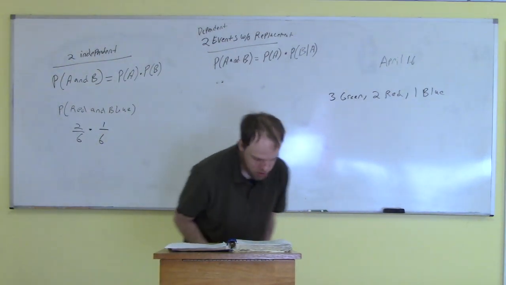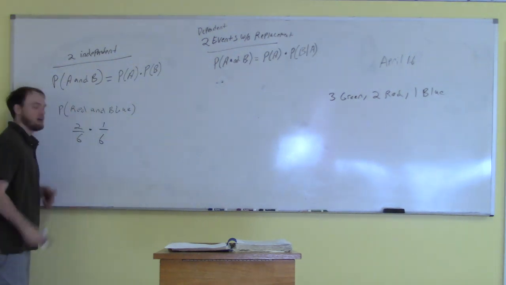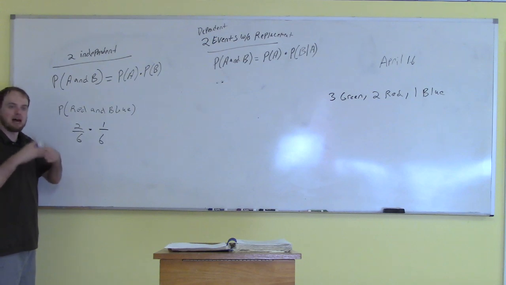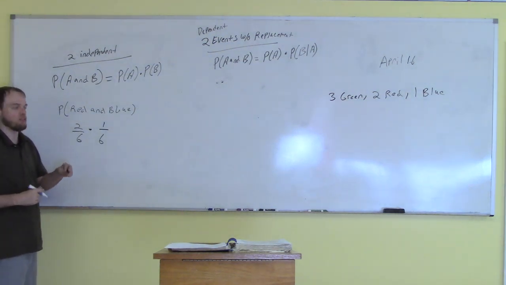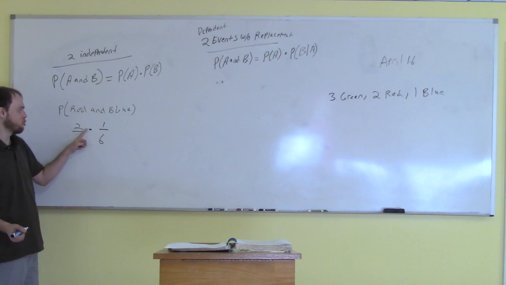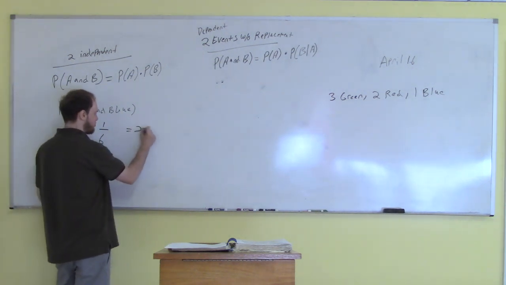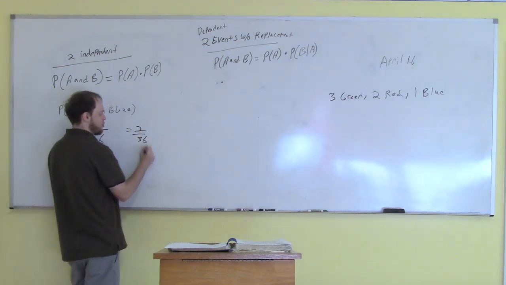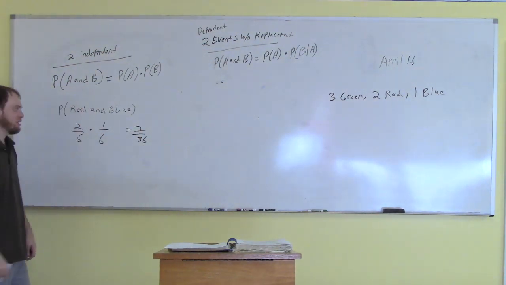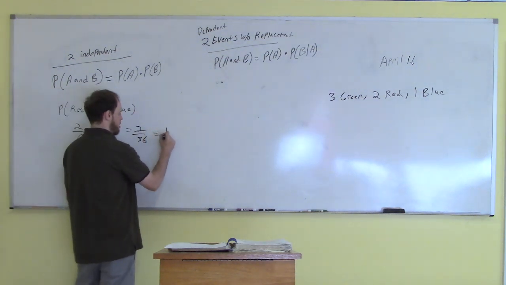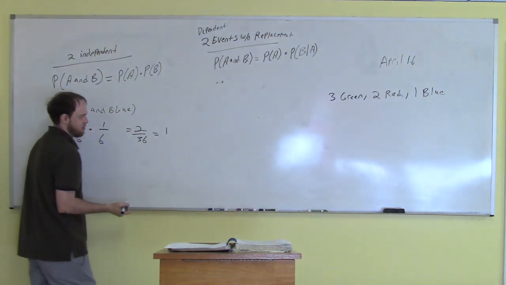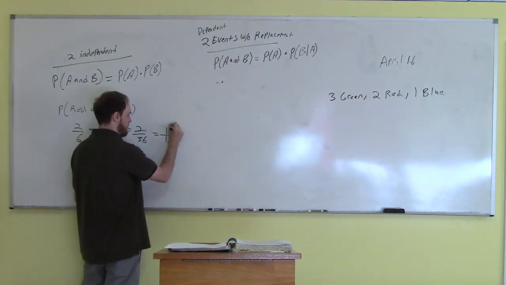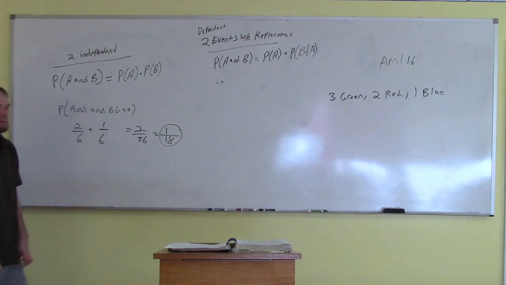And so all we're going to do at that point is multiply the two fractions together. When you multiply the numerators together and the denominators, 2 times 1 equals 2, and then 6 times 6 equals 36. So I get 2 over 36. And then I could reduce that to 1 over, what would that be? Half of 36 is 15, 16, 17, 18. So 1 over 18. So 1 over 18 is my probability.